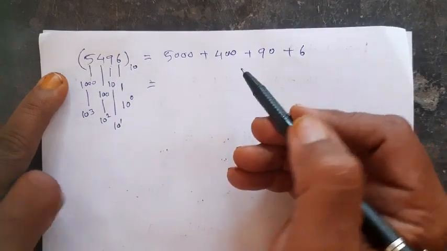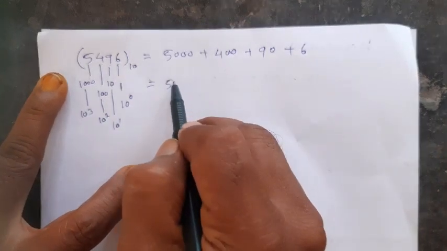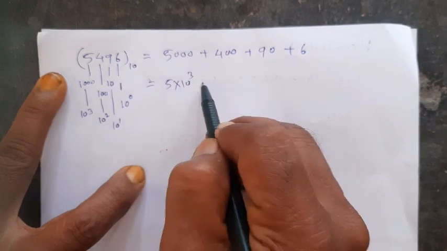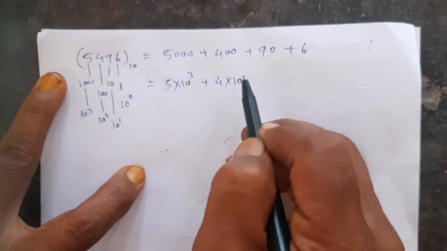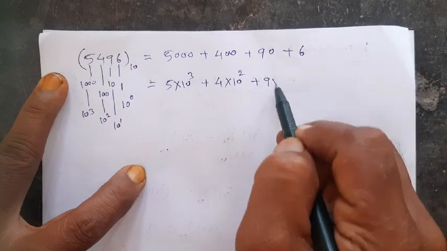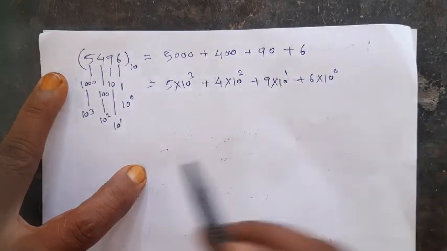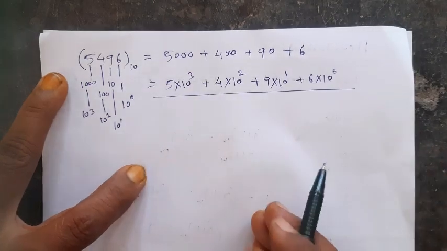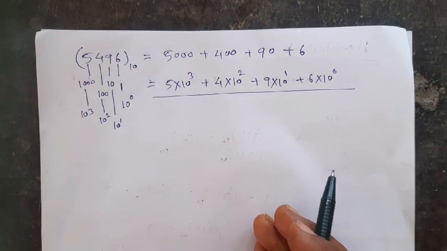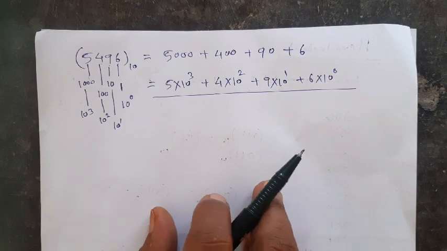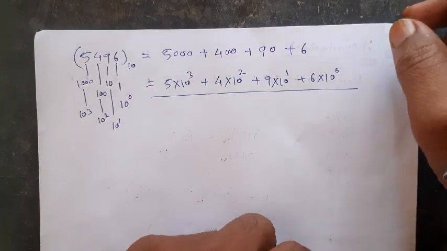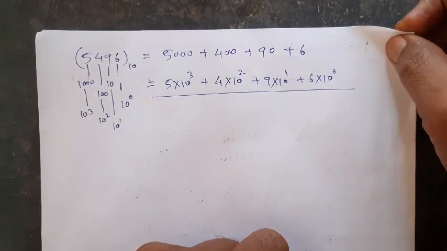Therefore, if I have to write the number 5496 in the decimal number system, I can write it as 5 into 10 raised to 3 plus 4 into 10 raised to 2 plus 9 into 10 raised to 1 plus 6 into 10 raised to 0. Correct? And we are aware of this type of expansion of a number. At school level, we have sometimes done this exercise.